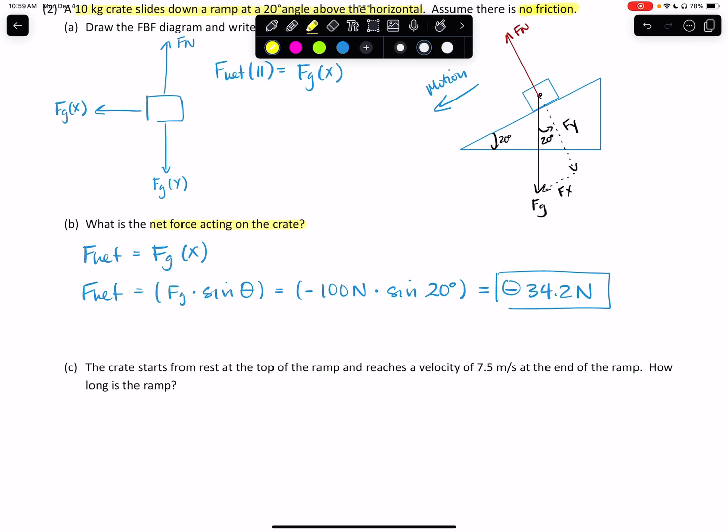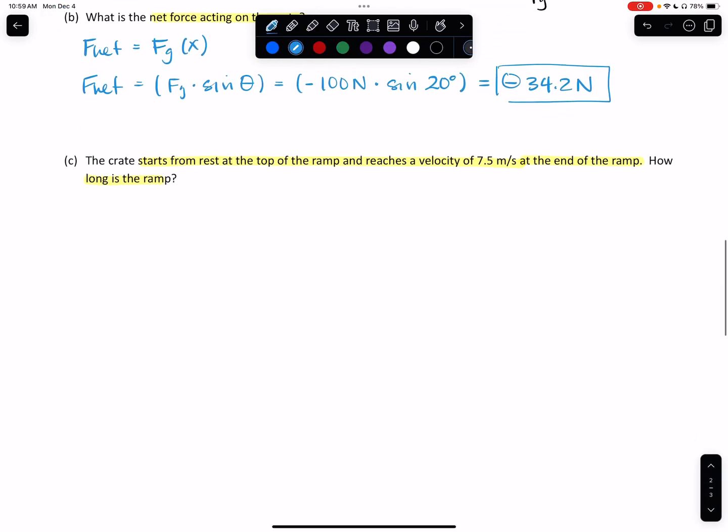All right. Now, if the crate starts from rest at the top of the ramp and reaches a velocity of 7.5 meters per second at the end of the ramp, how long is the ramp? All right, so I'm going to list out my variables. So V initial, V final, acceleration, time, and change in position. All right, so what do I know? We start from rest. We're going to end down the ramp, so negative 7.5 meters per second. I don't know the acceleration. I don't know the time. Oh, and this is my unknown.